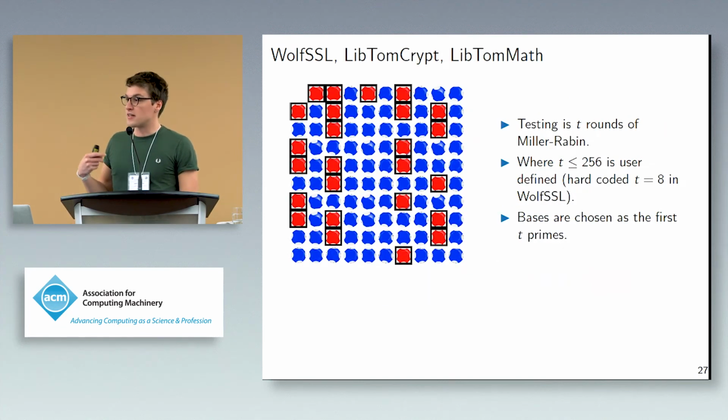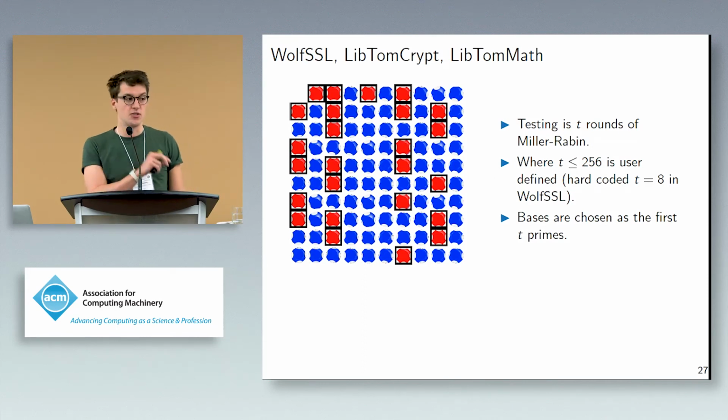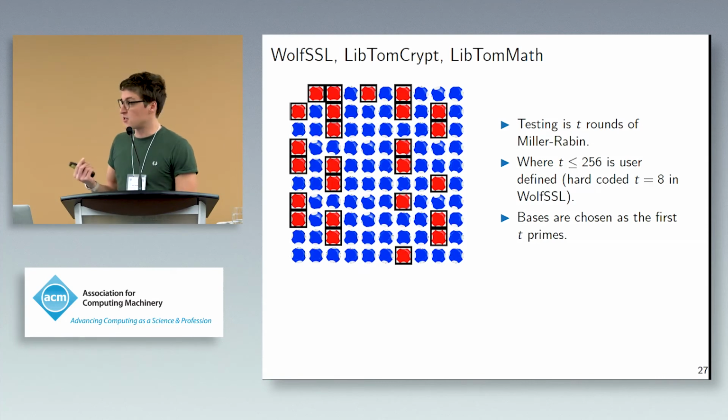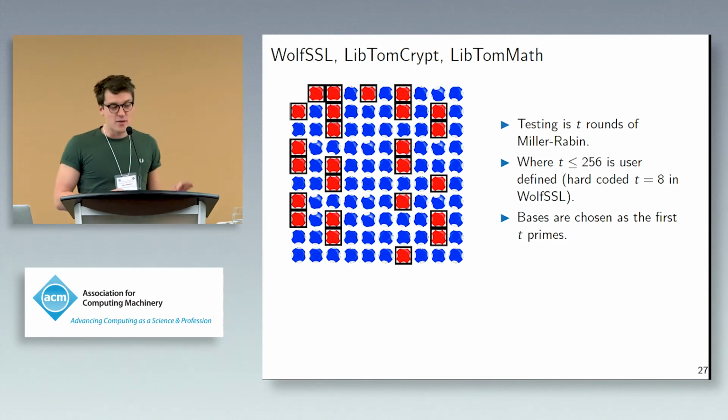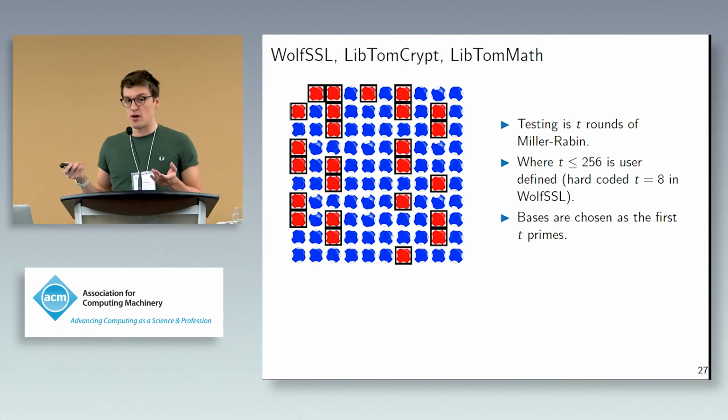Cool, so here the rounds, again, so the testing is done by T rounds of Miller-Rabin, where T is user-defined and must be less than 256. What's interesting here is wolfSSL actually stripped the user's choice of T and hard-coded it to the value of 8. So here the bases are chosen as the first T primes.